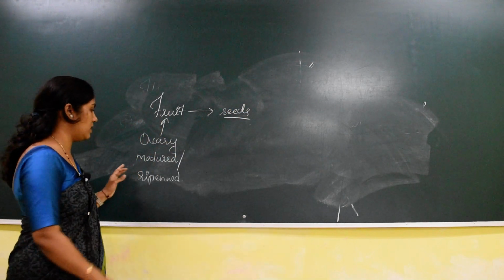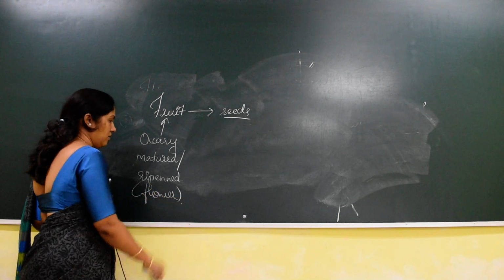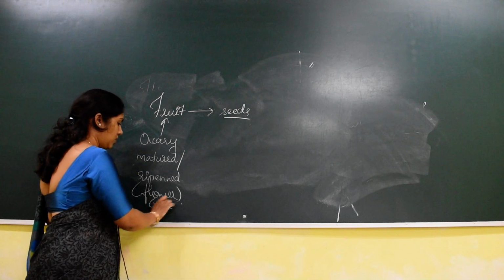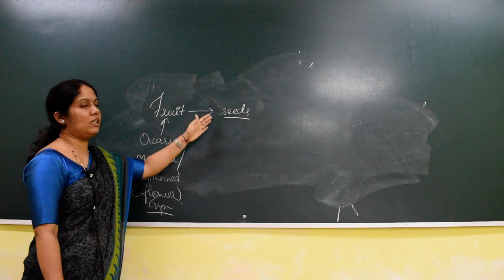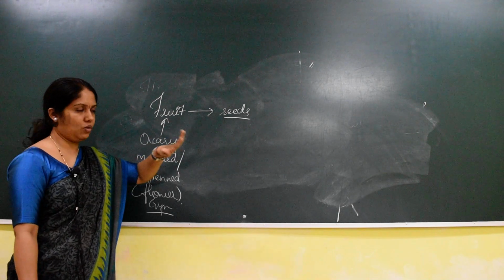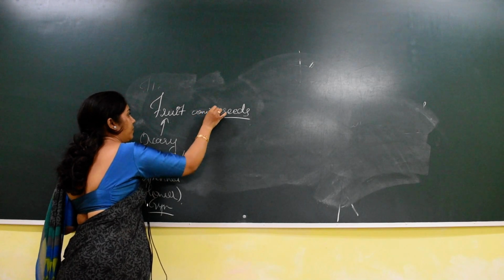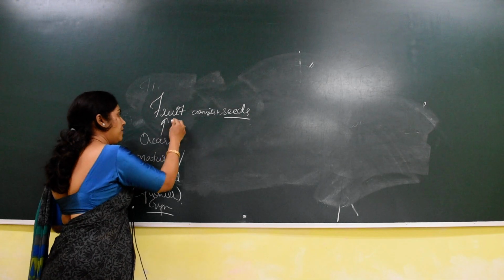Understood? Where is this ovary present? The ovary is present in the flower. Which part of the flower? That is the gynoecium. So the ovary develops into fruit, and the fruit consists of seed. Fruit will not develop into seed, but the fruit consists of seed.